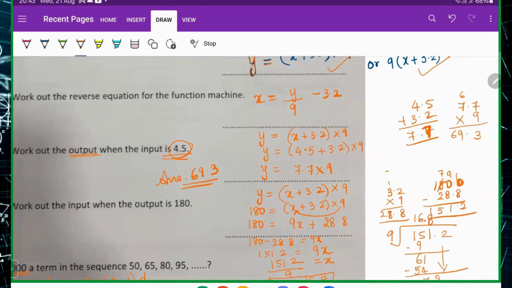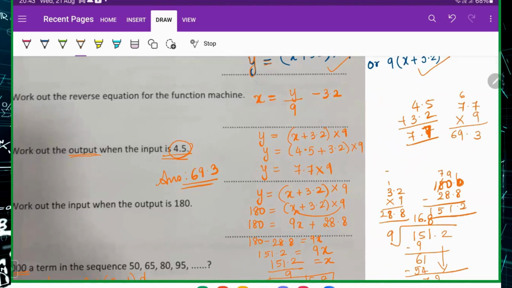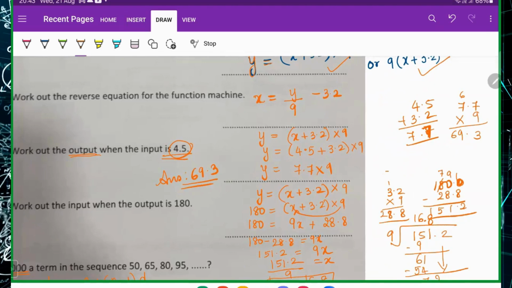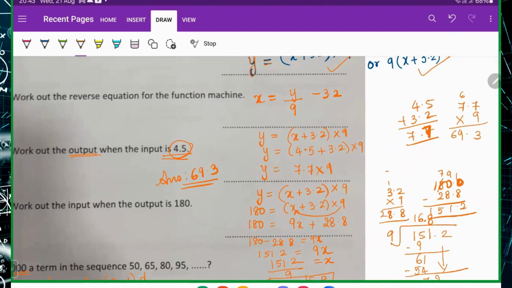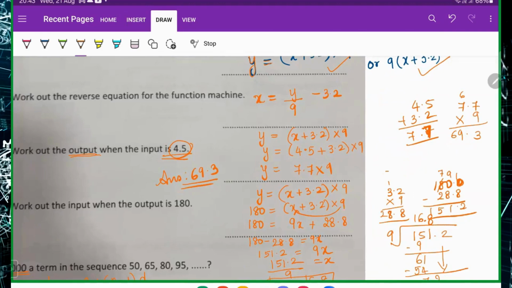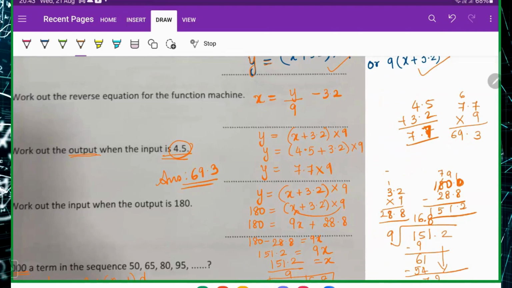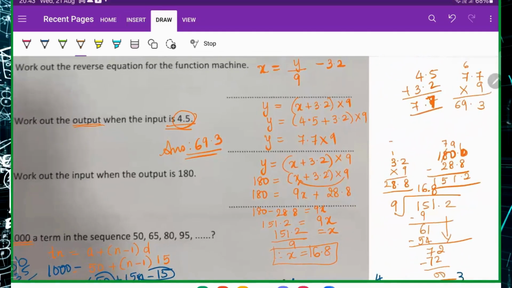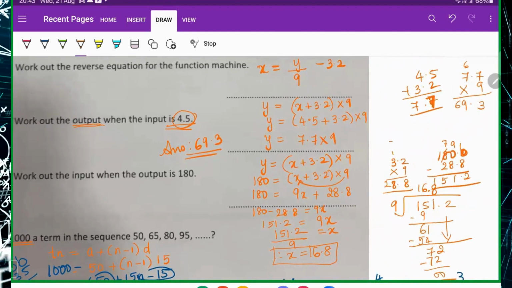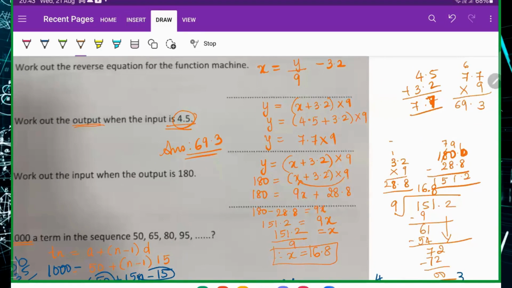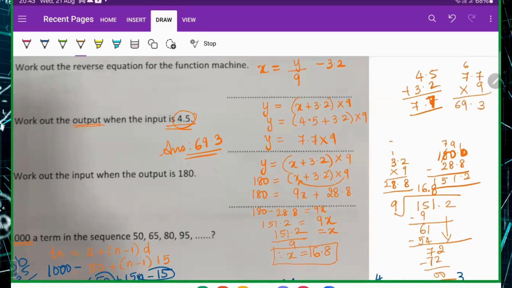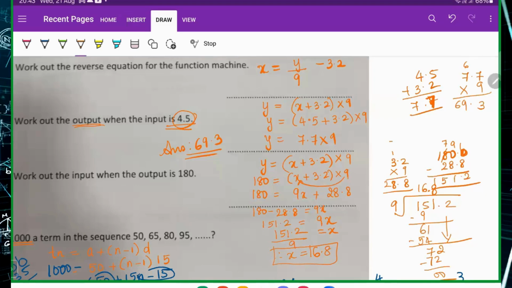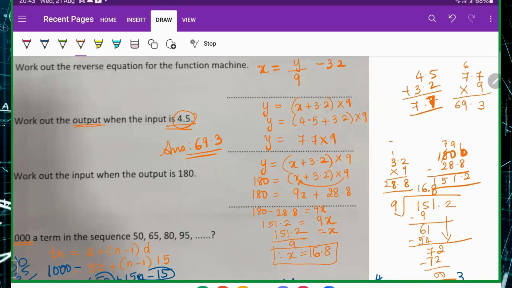Next one, work out the input when the output is 180. So y is equal to, again, x plus 3.2 multiplied by 9. Output is 180, so 180 is equal to 9 into x is 9x. 9 into 3.2 is 28.8. So 180 minus 28.8 will give you a 9x. So you get 151.2 is equal to 9x. And you have 151.2 upon 9 is equal to x.